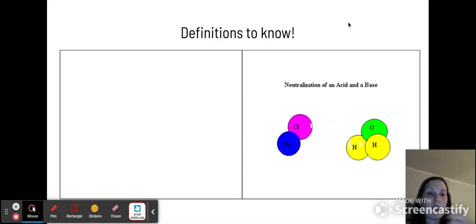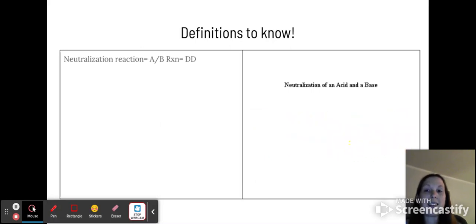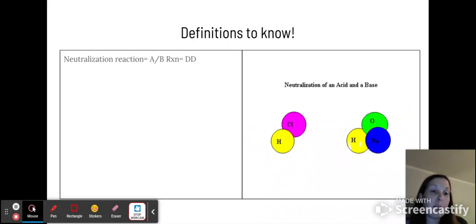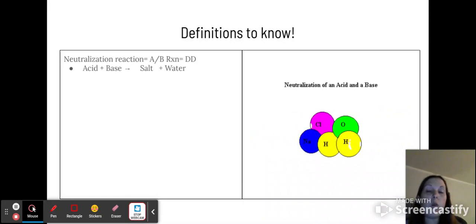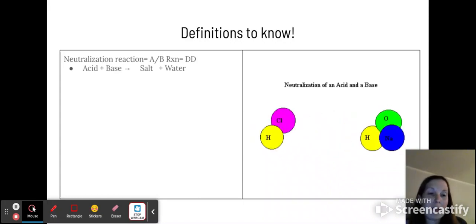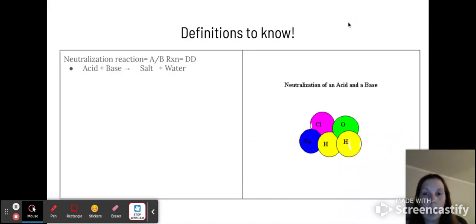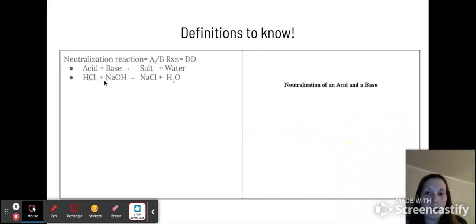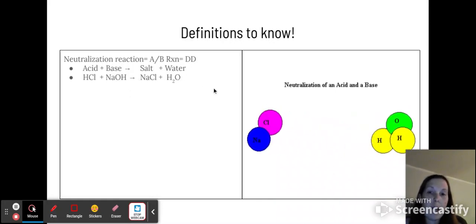So first, let's go over some definitions to know for a neutralization reaction. When I say neutralization reaction, I'm looking at an acid-base reaction, and an acid-base reaction falls under the category of double displacement. When you see this, you will be mixing an acid and a base together, and that will create salt and water as your two products. So to see this as an example, we have HCl, which is an acid, plus NaOH, which is a base, will yield NaCl, plus H2O.